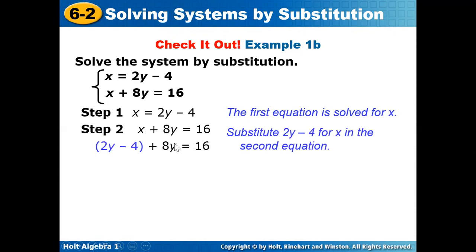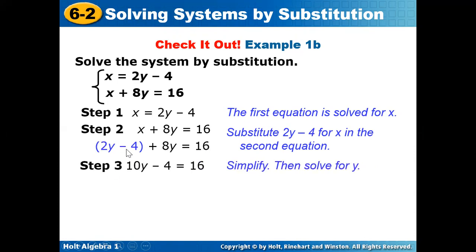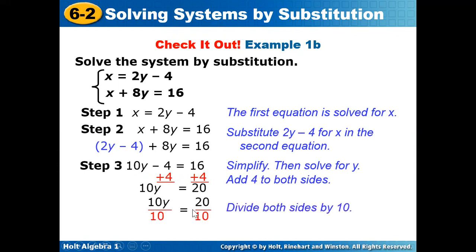2y minus 4 plus 8y equals 16. We're going to collect our terms. 2y plus 8y is 10y. Minus 4 stays the same, equals 16. I'm going to add 4 to both sides. Gives us 10y is equal to 20. And then we're going to divide both sides by 10. And y is equal to 2.